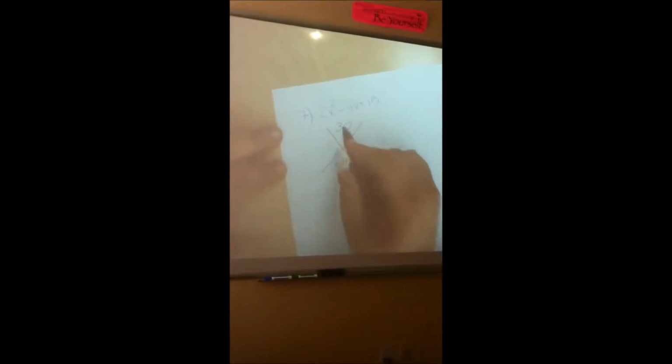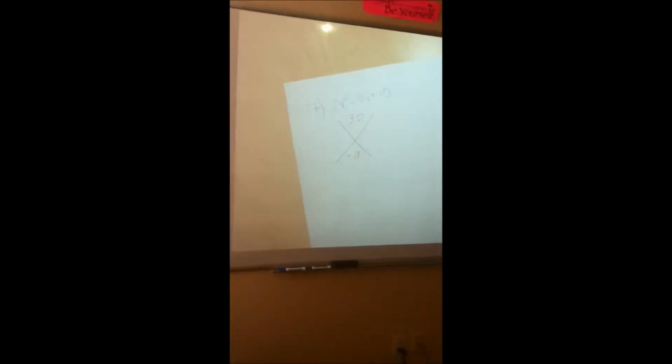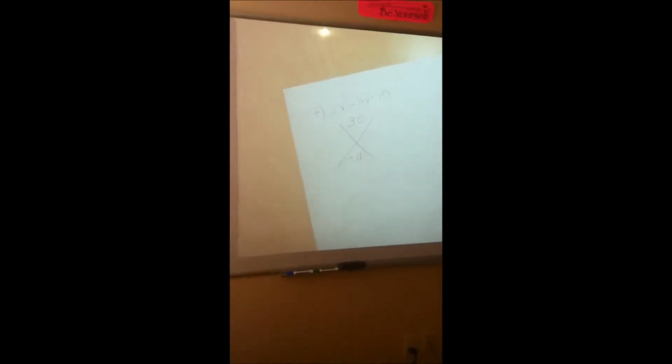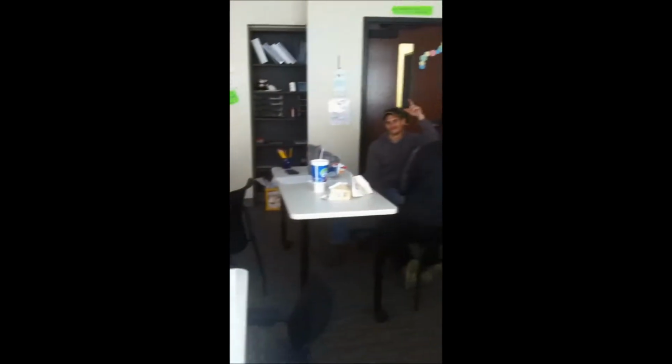Okay. So I'm just quickly thinking, like, what factors of 30 could possibly equal negative 11? Does any one of my students here have a suggestion?